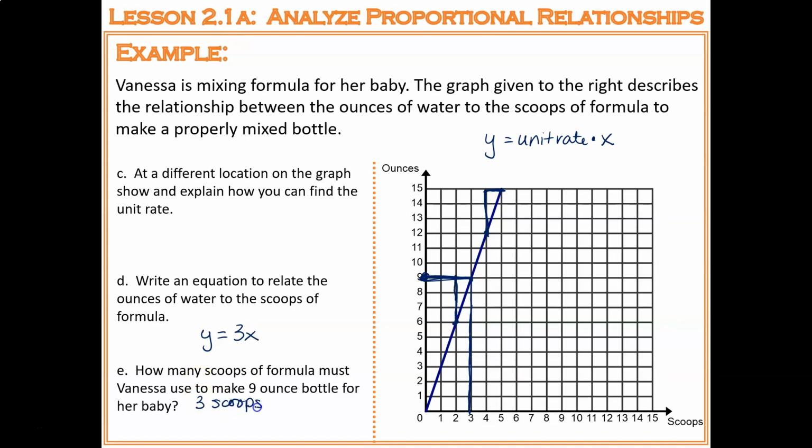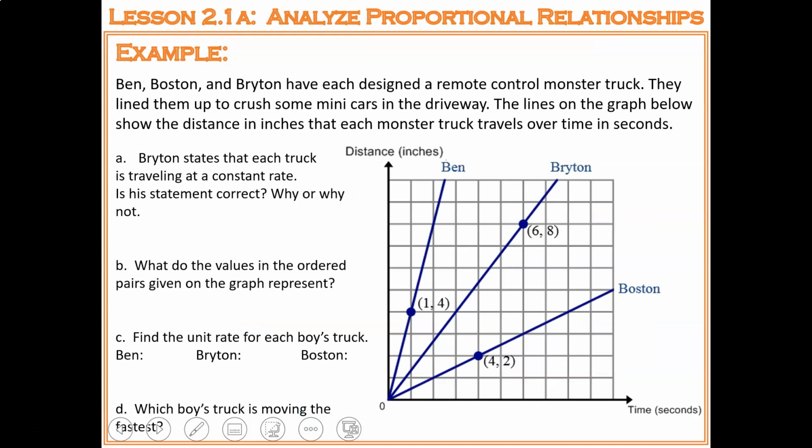We can also use the equation by plugging in our values. So we have y equals 3x. They're giving us the ounces, which is on the y-axis. So if I solve this problem to get x alone, I divide by 3, and x is 3. So there's another way. You can use the equation, or you can use the graph. All right, moving on to the last one.